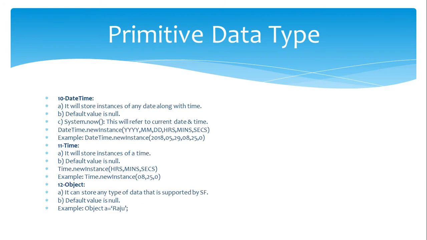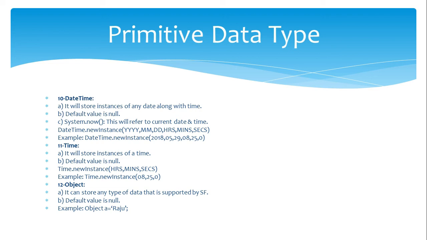Datetime: it will store instances of any date along with time. Default value is null. The System.now function refers to the current date and time. Datetime.newInstance takes year, month, day, hours, minutes, seconds. Time: it will store an instance of a time. Default value is null. Time.newInstance takes hours, minutes, seconds, milliseconds.